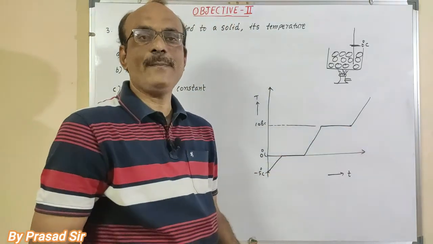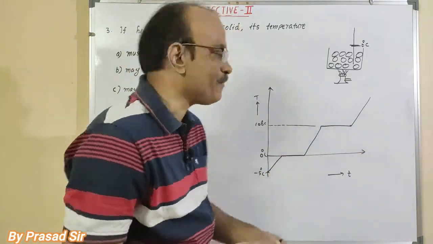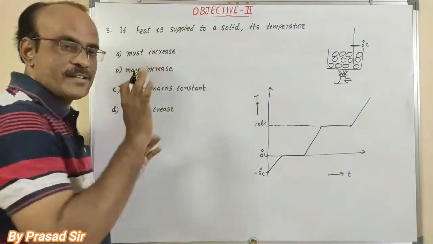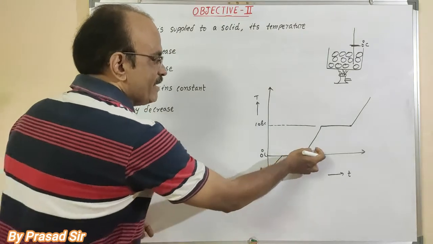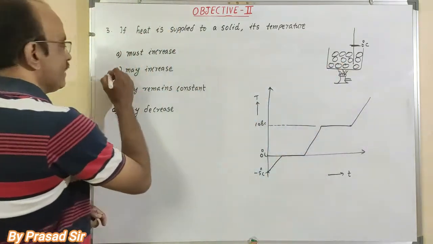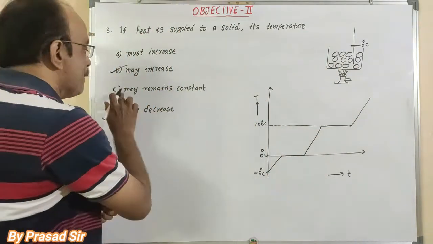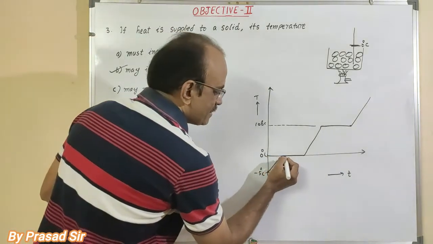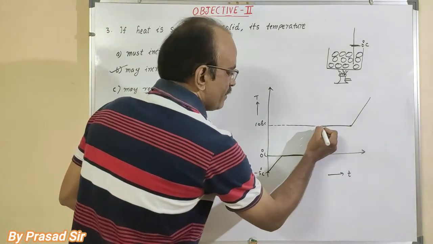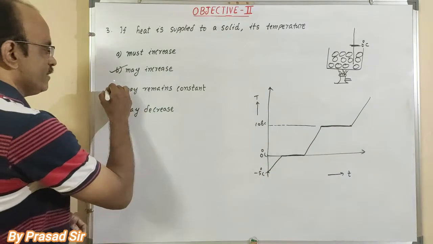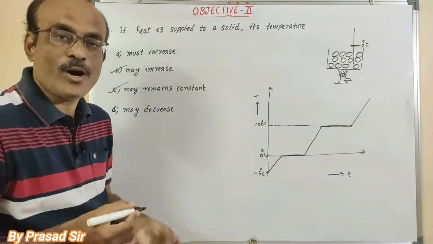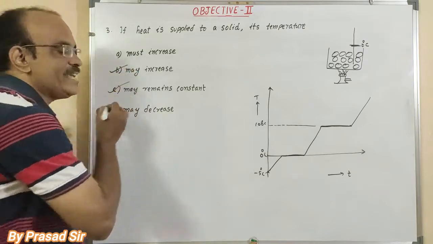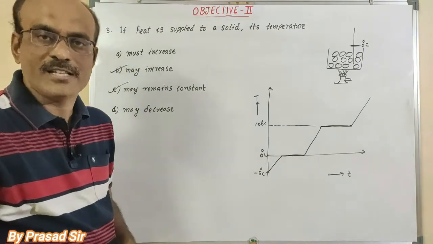So what happens in this case? Here "must increase" is wrong, "may increase" is right. So it may increase here and increase here. That is also correct. And it may remain constant, here it remains constant and here also it remains constant. And "may decrease" is never possible here. So that's why Option B and C are the correct answers for this question.